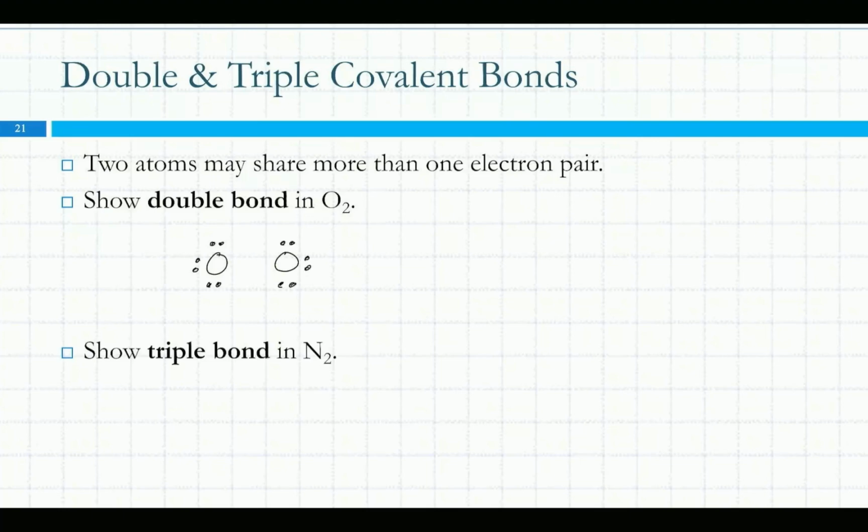Each oxygen comes with 6 electrons. So it's not enough to just share one set of electrons. You have to share 2. You have to share 1 from each oxygen. And that gives you a double bond.